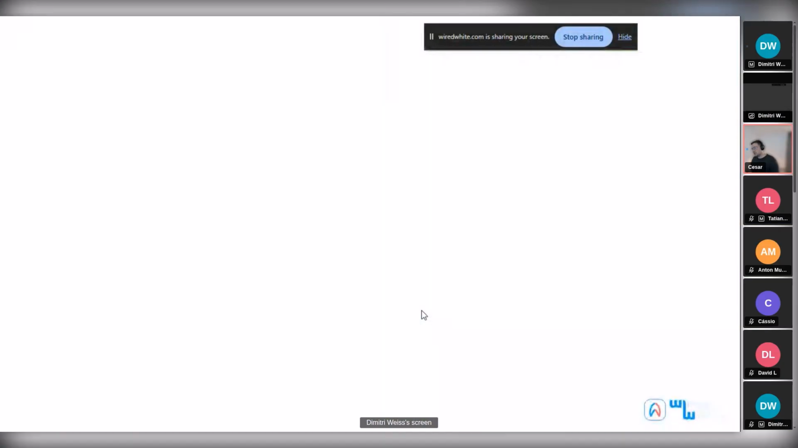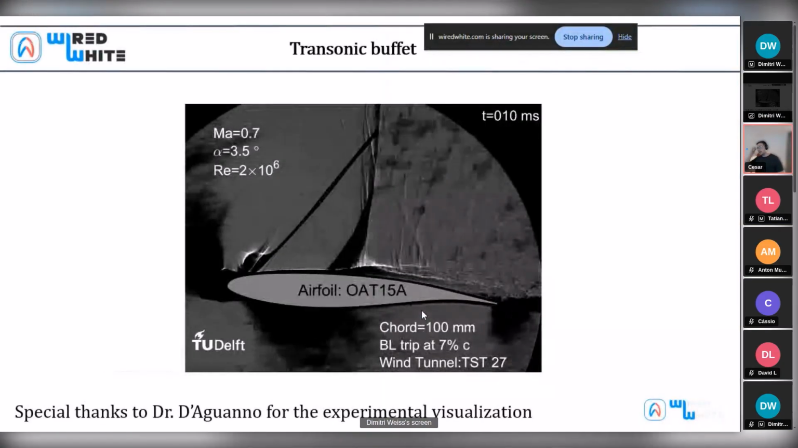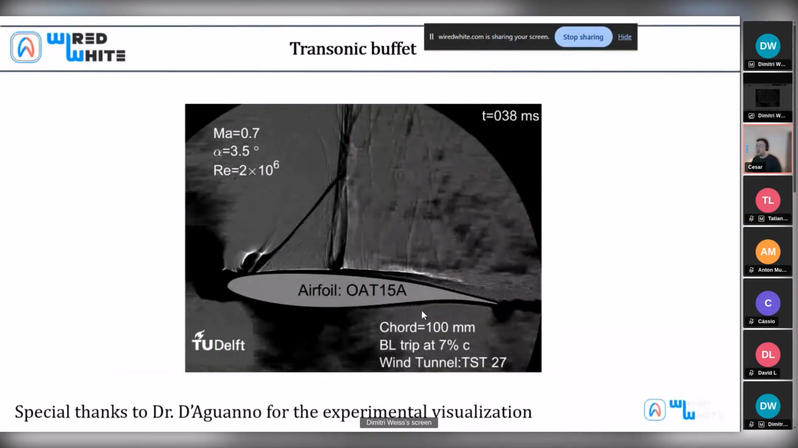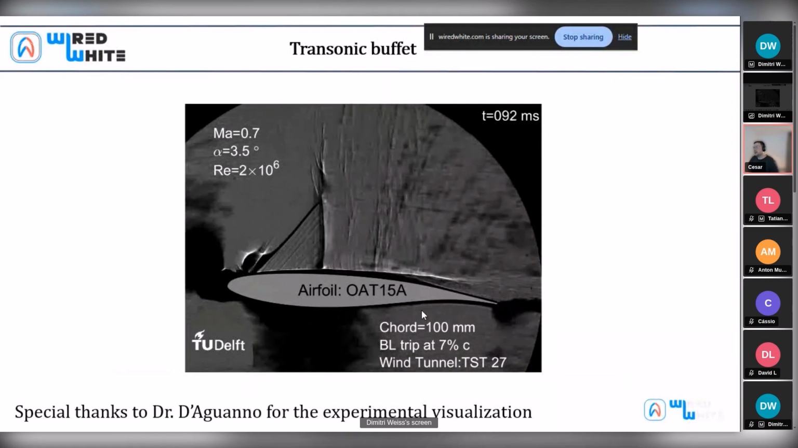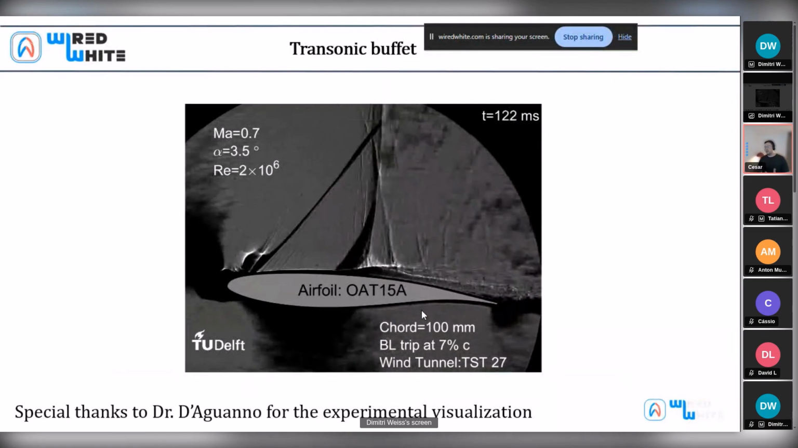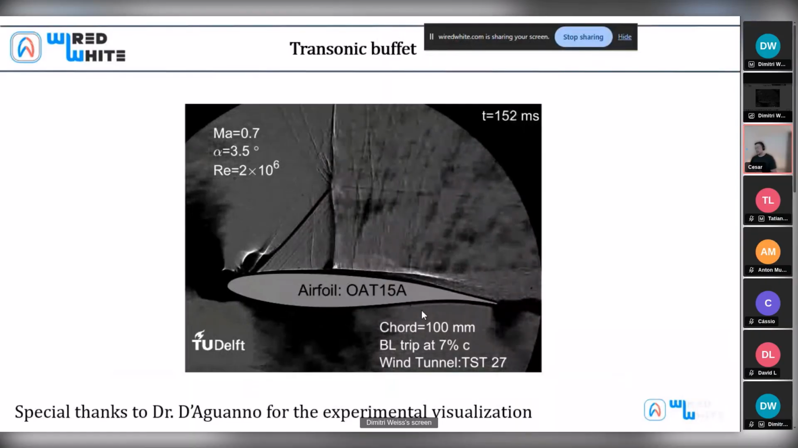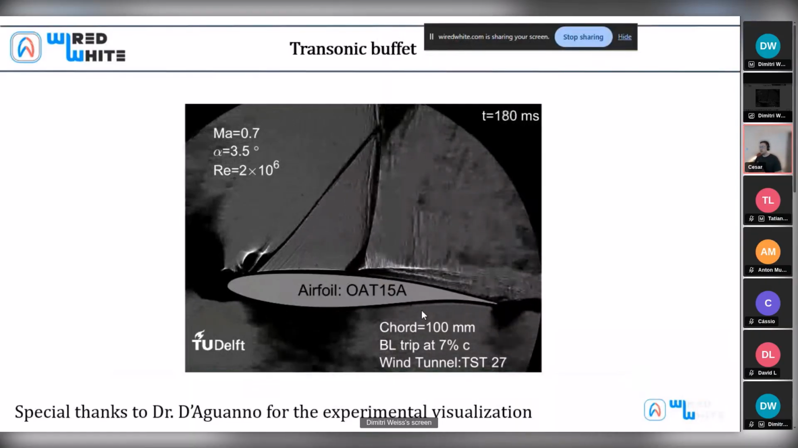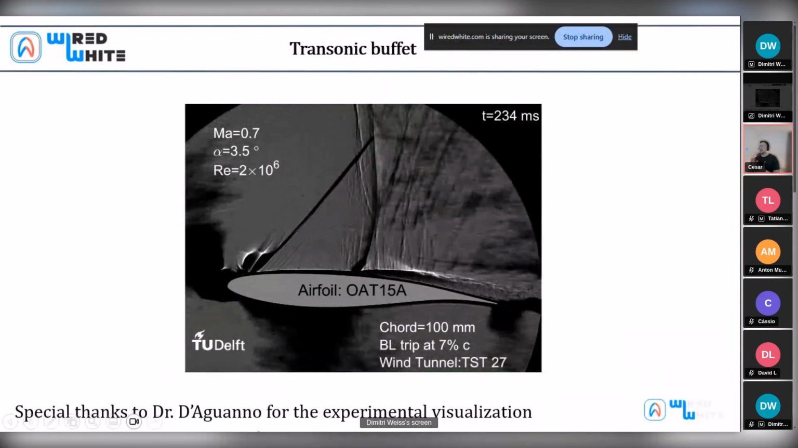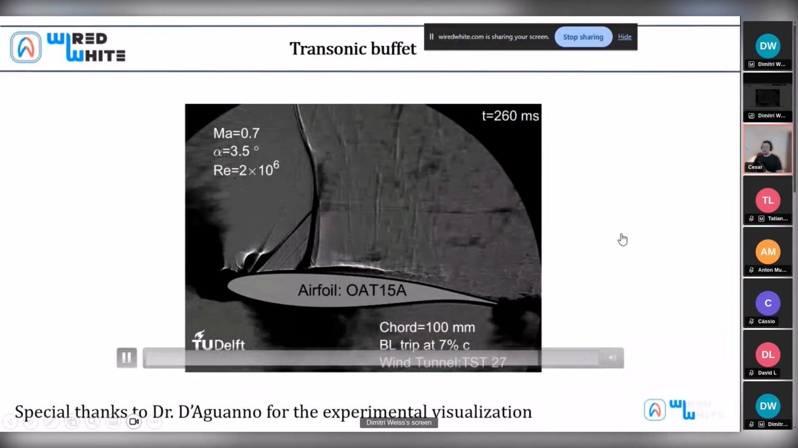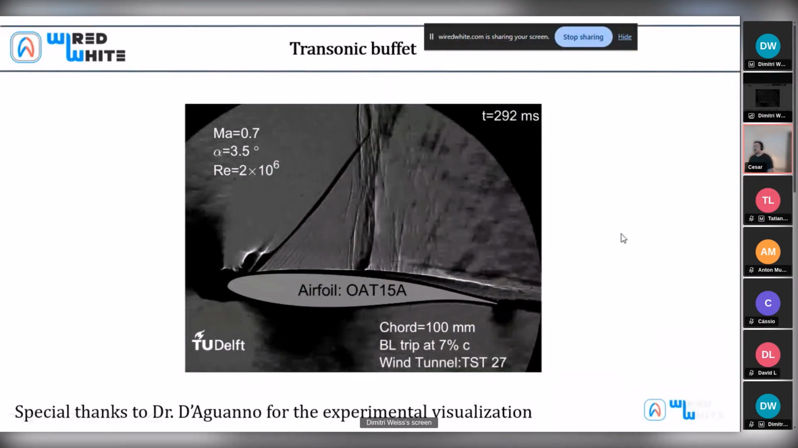Yes. So I was mentioning that this is an experimental visualization from my colleague from TU Delft, right? And here we can see the real physics of the phenomena. We can see how the shock wave moves back and forth, and how the flow after the shock alternates between a fully separated and attached state.